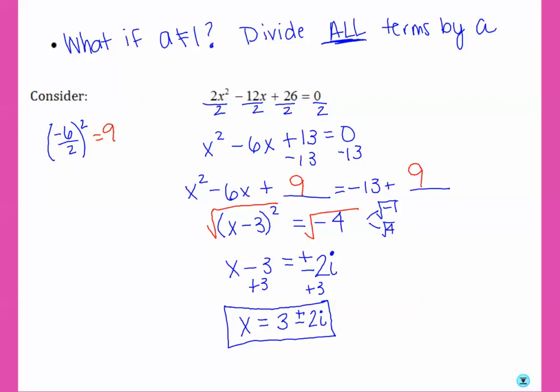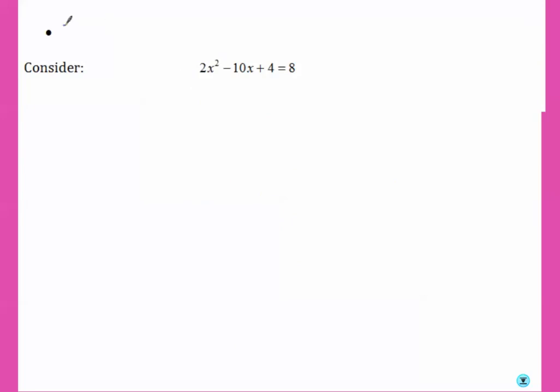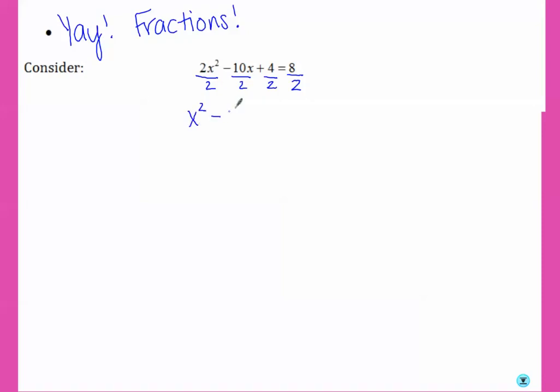And for our last example, everyone's favorite, yay, we have fractions. So what's our first step going to be since we have a number in front of x squared? The first thing we're going to do is divide all our terms by 2. We get x squared minus 5x plus 2 equals 4.